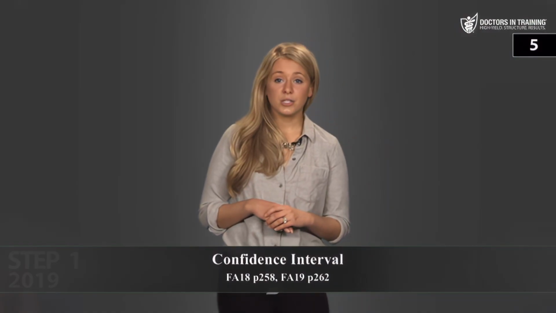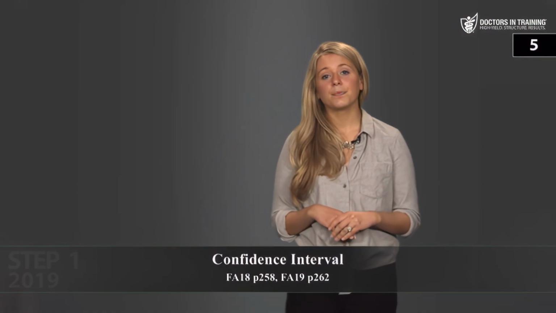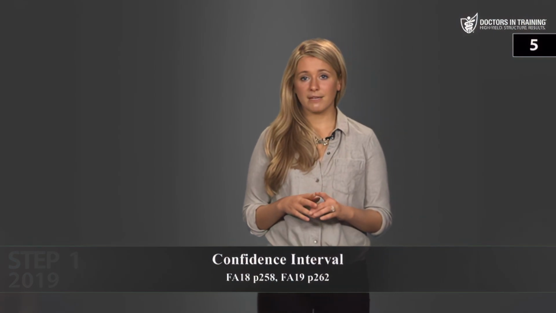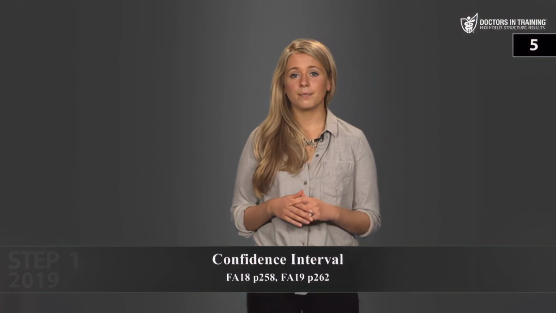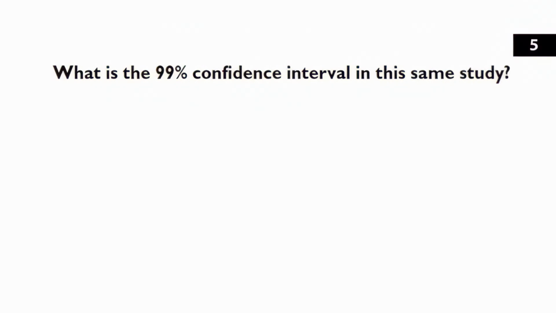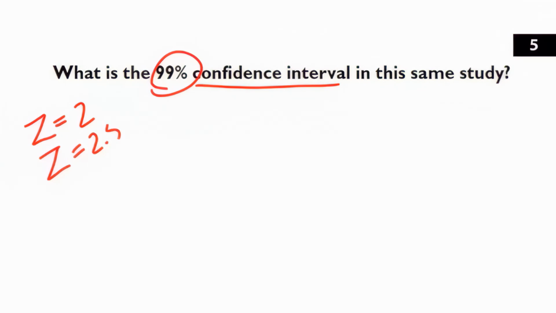Okay, so the next two questions are related to the previous. What is the 99% confidence interval in this same study? So we're going to use the same standard error of mean, which was 2, and the same mean score of 230. But instead of calculating a 95% confidence interval, we'll be calculating a 99% confidence interval. So instead of using 2 as our z, we're going to use 2.5.